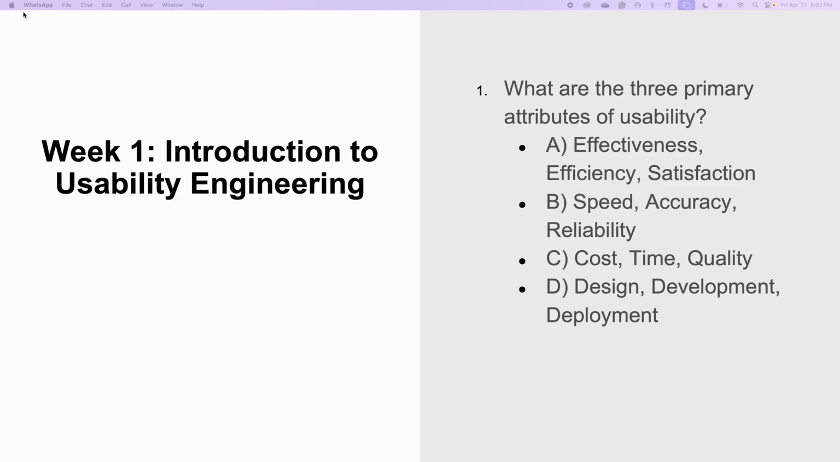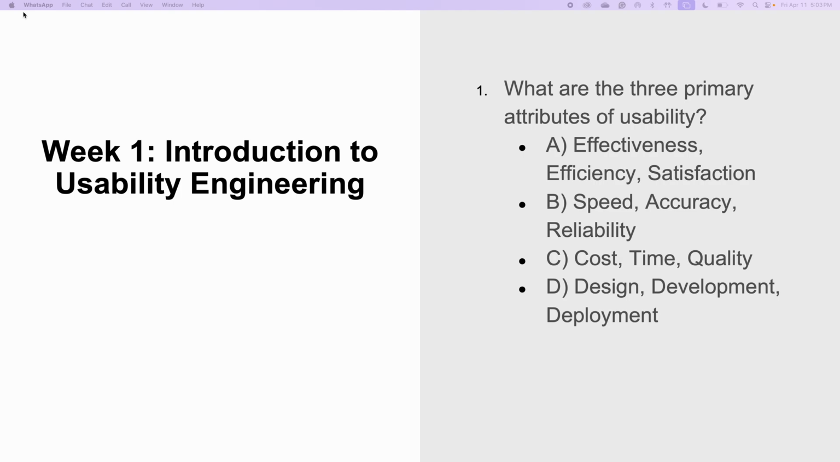I hope you have gone through this question. The correct answer is option A: effectiveness, efficiency, and satisfaction. Let me repeat the question. What are the three primary attributes of usability? The three primary attributes of usability are effectiveness, efficiency, and satisfaction.